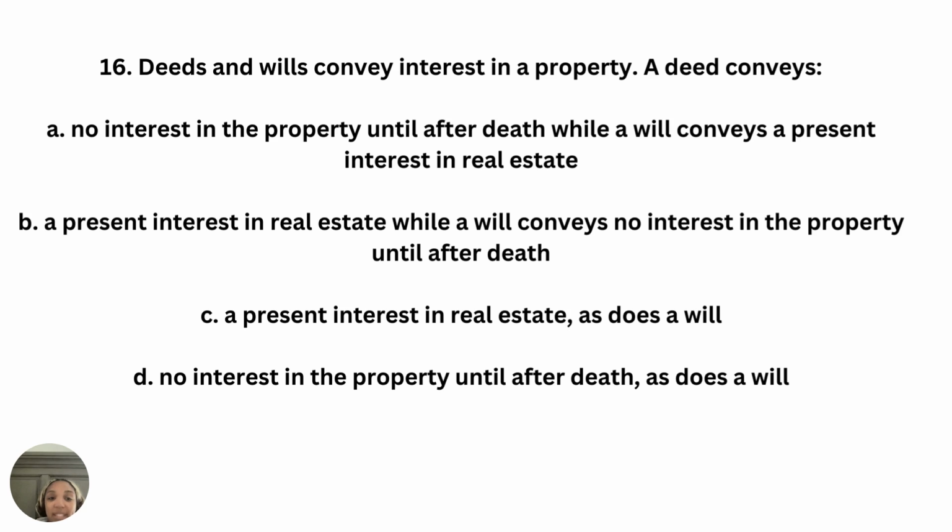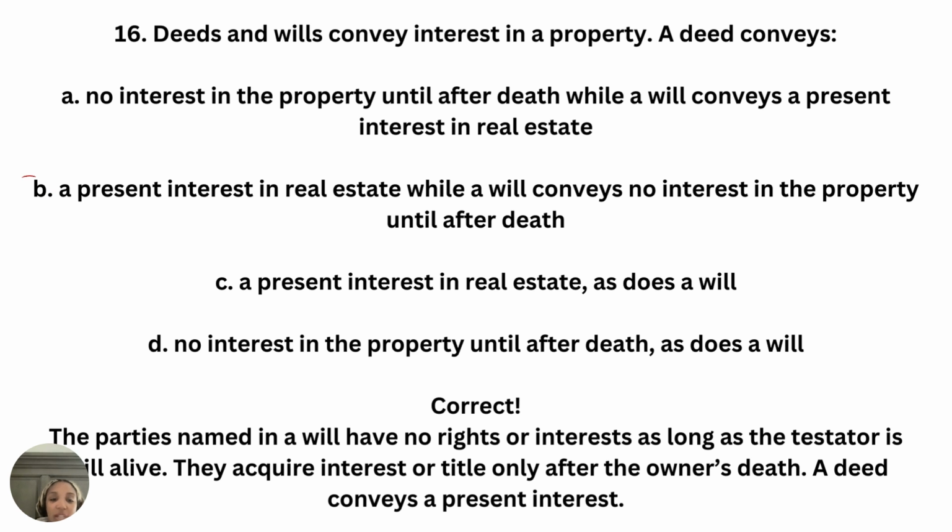Okay, so deeds and wills convey interest in a property. A deed conveys: A, no interest in a property unless after death, while a will conveys a present interest in real estate. B, a present interest in real estate, while a will conveys no interest in the property until after death. C, a present interest in real estate, as does a will. D, no interest in the property until after death, as does a will. Let's just go ahead and get this one over with.